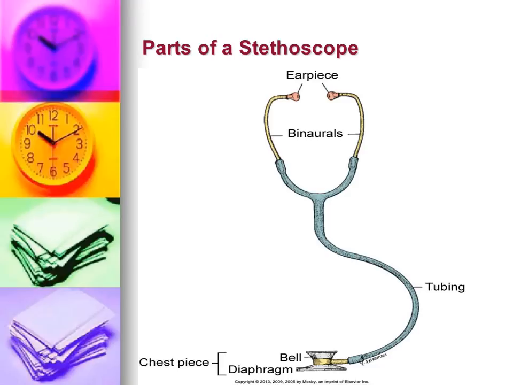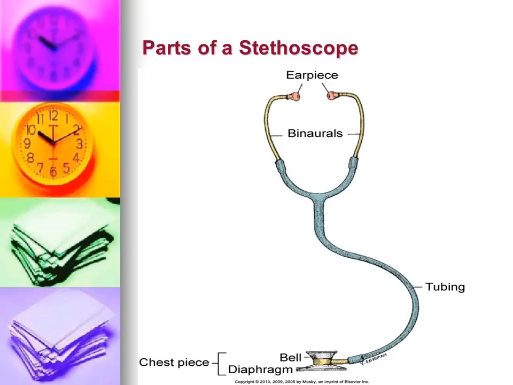There are 5 major parts. They are the earpieces, the binaurals, the tubing, the bell chest piece, and the diaphragm chest piece. We'll learn how to hold our stethoscopes, put them in our ears the correct way, and listen either by the bell or the diaphragm.